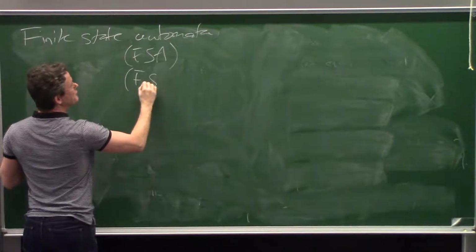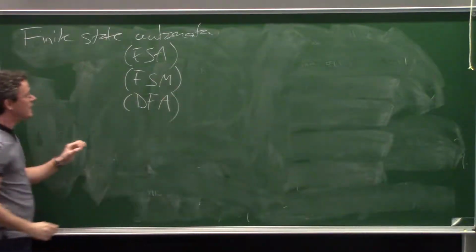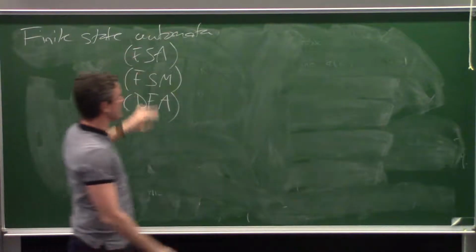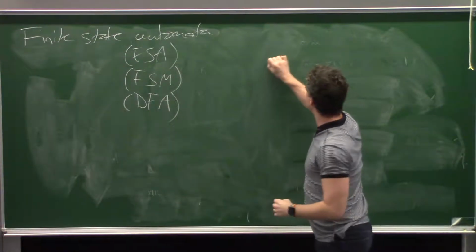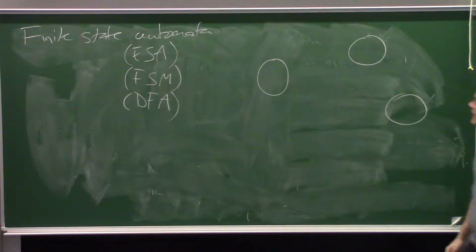I will sometimes call them finite state machines. I will sometimes call them deterministic finite automata. I have a bit of a problem because I learned one thing and then I teach another nowadays at the university. But yeah, they're all words for the same thing. The idea is you have a finite number of states that the machine can be in.